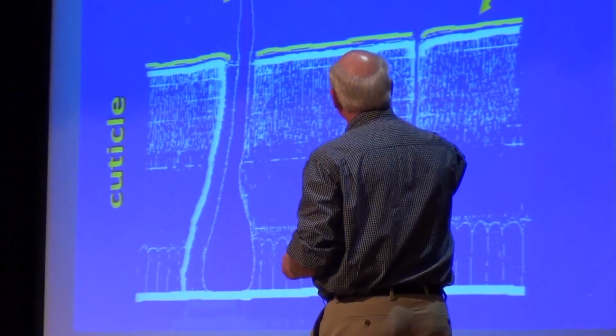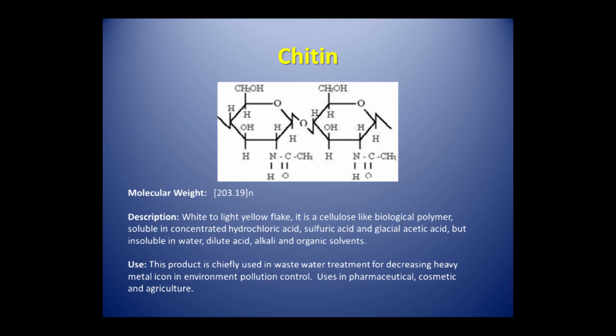Next slide, please. One more. This is the molecular structure of chitin. As you can see, it looks like a sugar. It is a cellulose sugar, and it has these nitrogenous side chains on it and so forth. This molecule is really heavy in molecular terms.